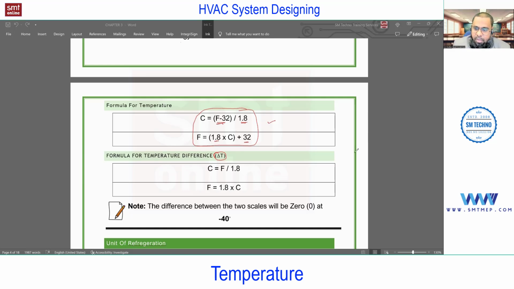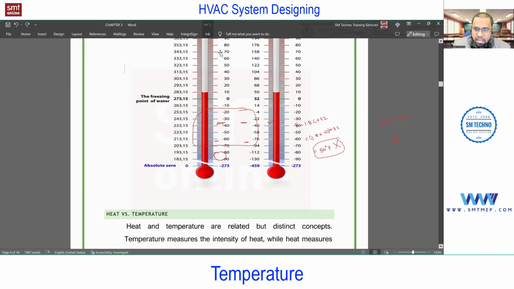For example, 30 degrees centigrade minus 20 degrees centigrade. This is what? 10 degrees centigrade. If I convert this 10 degrees centigrade with this formula, F equals 1.8 C plus 32, can you please calculate? 1.8 multiplied by 10 plus 32. It is 50 degrees Fahrenheit. So this is going to be very wrong. Here 10 degrees centigrade in terms of Fahrenheit is 50, there is no confusion in that.